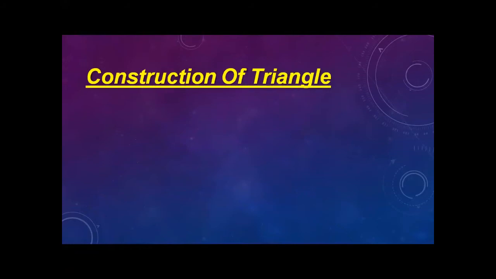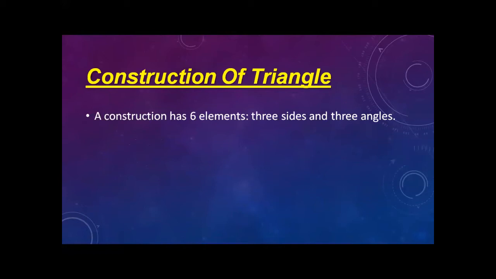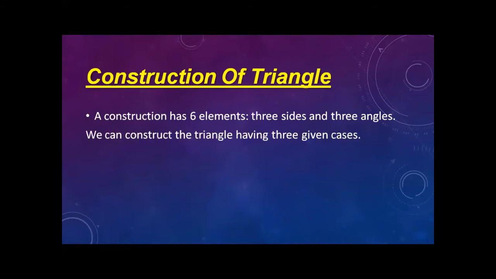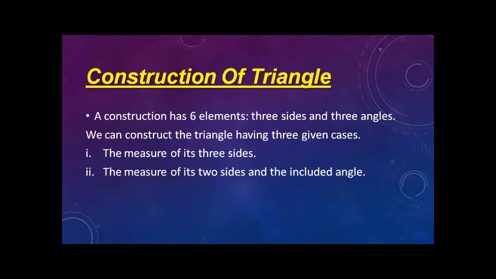Now, construction of triangle. A triangle has 6 elements. They have 3 sides and 3 angles. We can construct the triangle having 3 different given cases. Case number 1 is the measure of its 3 sides, case number 2 is the measure of its 2 sides and the included angle, and case number 3 is the measure of one side and any 2 angles. For the construction of triangle, we have 3 different cases: case number 1, 2, and 3.